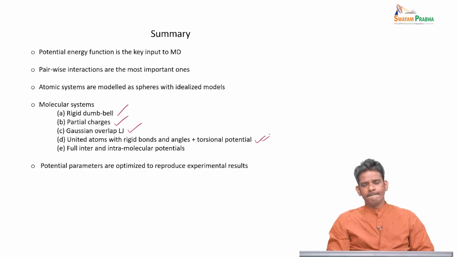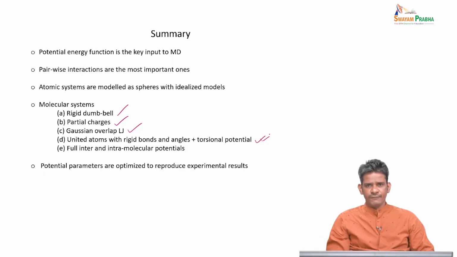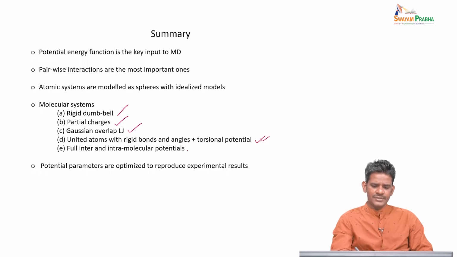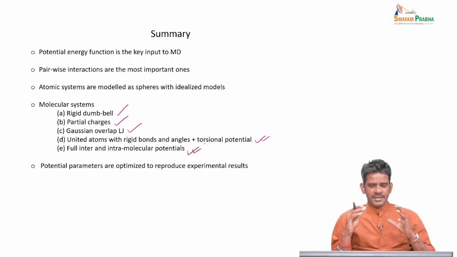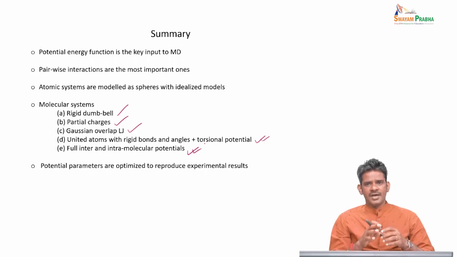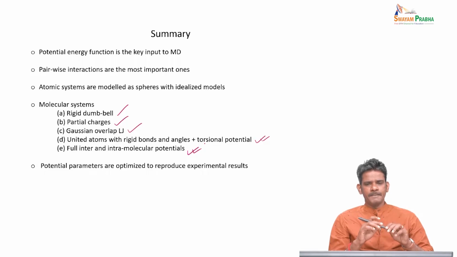And finally, we saw that it is possible to encode all the interactions, intra and intermolecular, by specifying all the components of bond length, bond angle, torsional, electrostatics, Lennard-Jones, and even hydrogen bonding. Everything can be specified fully for a given molecule. And we also saw that the parameters in this full model are basically optimized based on certain experimental results, so as to reproduce the experimental results.